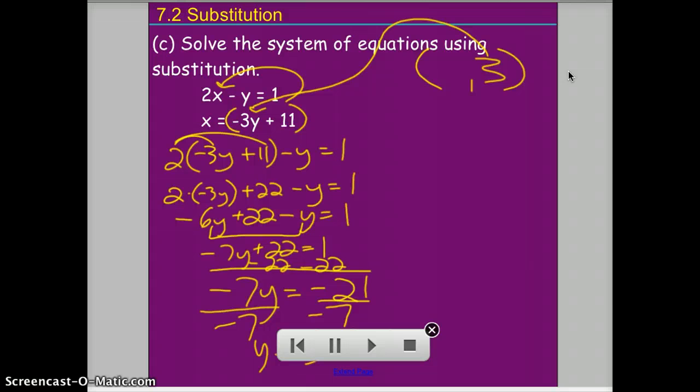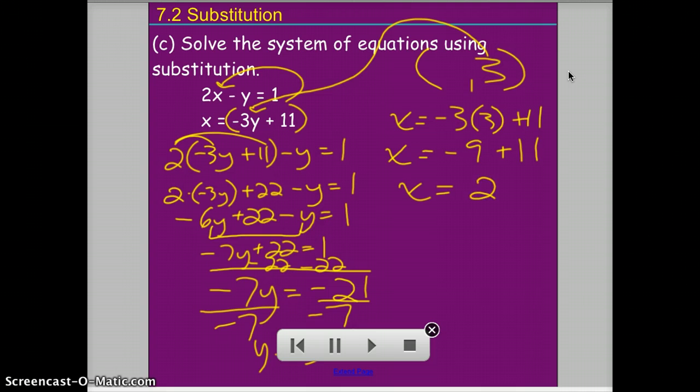I then substitute it into the second equation, making it easier because it's a straight calculation with order of operations. Negative 3 times 3 is negative 9 plus 11, x equals positive 2. And so my answer for the point of intersection is 2, 3.